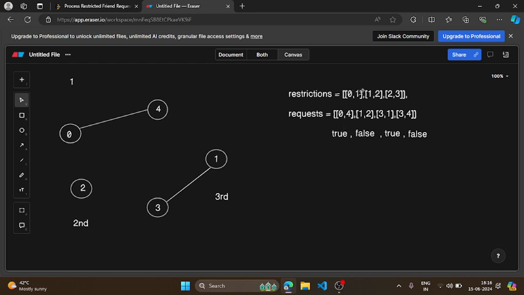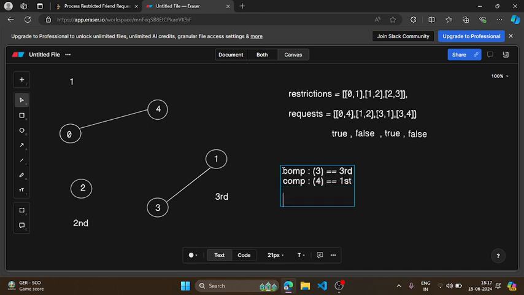Like here, if you see the component of 0 is 1 and component of 1 is third, right? So same thing is happening now, because let me just write it here. Component of 3 was equal to, this was the third component, right? Now component of 4 was the second. So component of 4 was first. Again, this was about my request which I am going to connect, right? Because 3 belongs to the third component and 4 belongs to the first component.